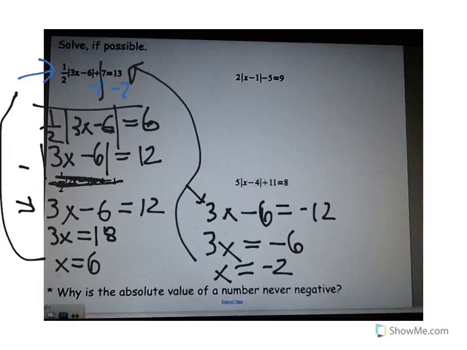And then up here, same thing. 3 times 6 is 18, minus 6 is going to be 12. Absolute value of 12 is 12, times 1/2 is going to be 6, 6 plus 7 is going to be 13.